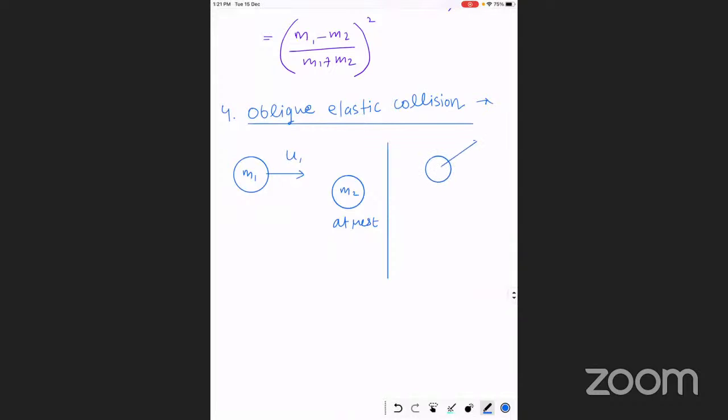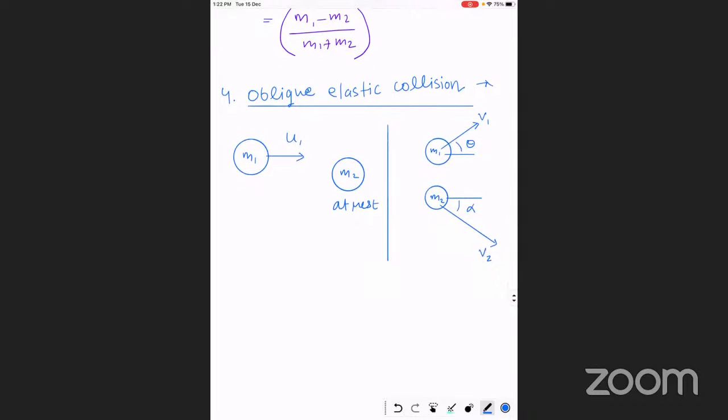Suppose M1 is moving like this with speed v1 at an angle, let's say theta, and M2 is moving at this angle, let's say alpha, with the horizontal, with the speed v2. So what I can write directly, and if M1 and M2 are equal, if M1 is equal to M2 is equal to M, and e is equal to 1, means it is an elastic collision.